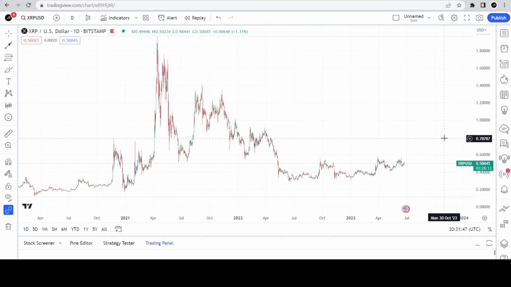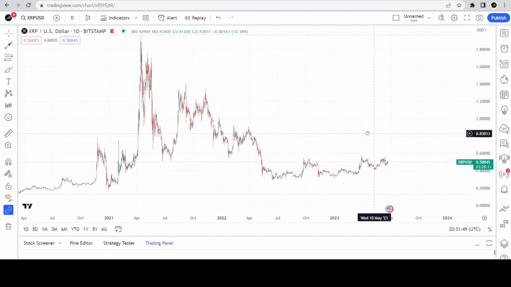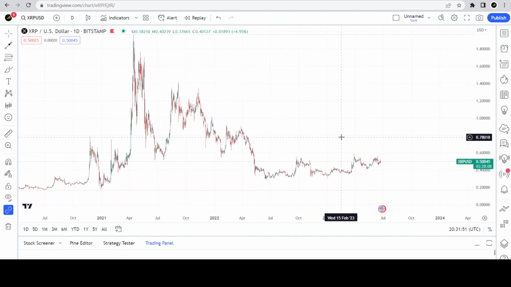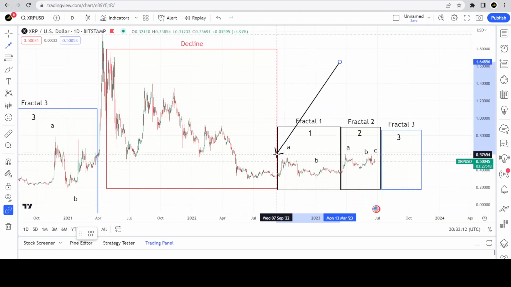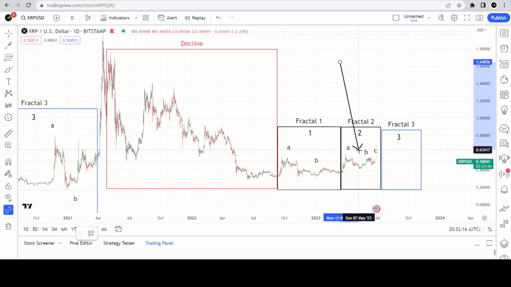So the big picture here is in this section that we are in, we are going through the sideways range-bound time. Let me put some boxes on here so you can have a better understanding of what I'm talking about. Okay, so here is the decline. We've gone through fractal 1. We are currently working through fractal 2. We are about to embark on the third wave of fractal 2, and then we will go into fractal 3.